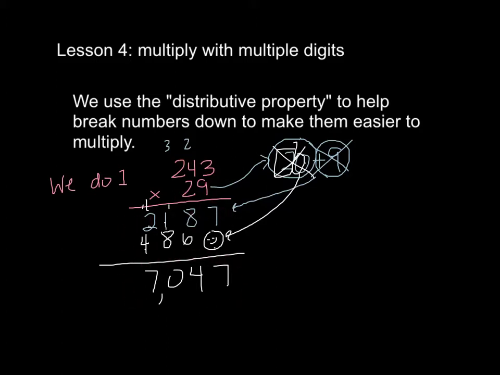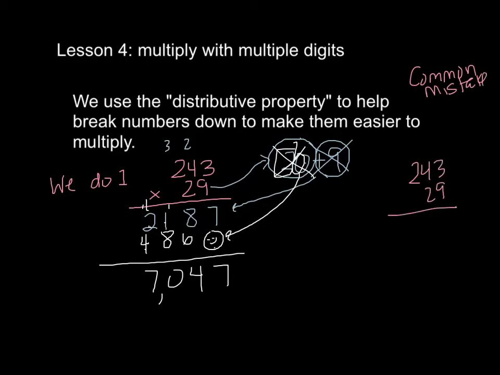Now, a very common mistake, so you did need to have this written down. Everybody has this written down now in your notes, correct? If not, pause and write it down. Then push play when you've got it. Okay, on this next part, do not write this down. This is the common mistake that I see. I want you to see it, but I don't want you to write it. 243 times 29.